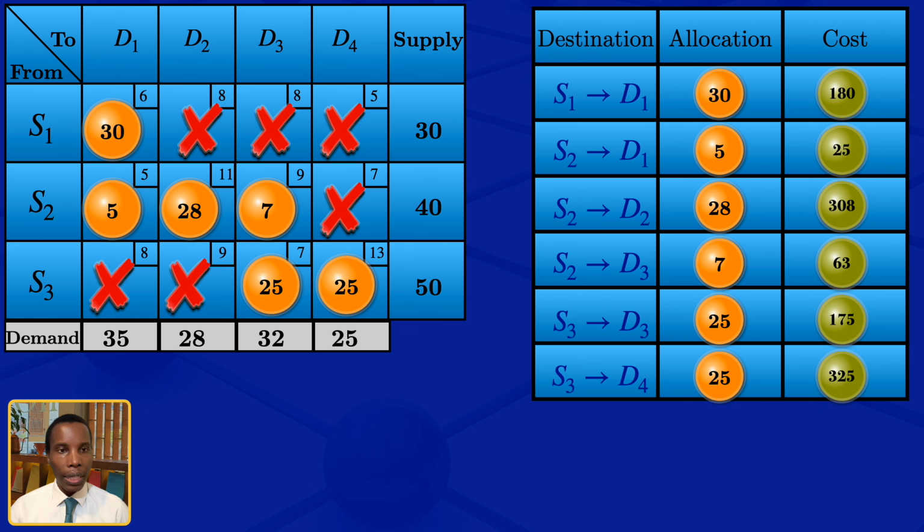Then we go on and add the costs which you have just obtained, and the total that we have there is 1076. So we are saying the initial basic feasible solution using the northwest corner method is giving us a cost of 1076.